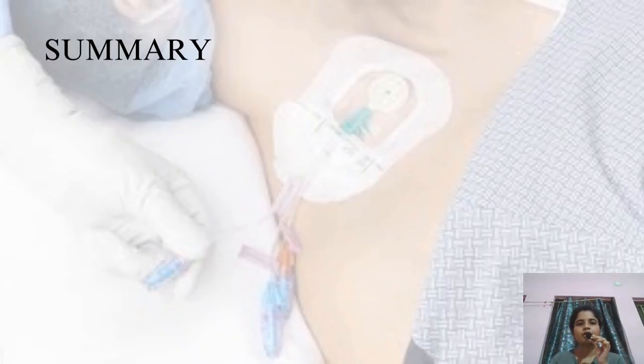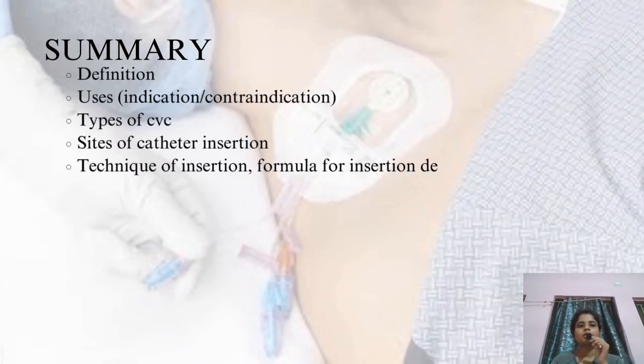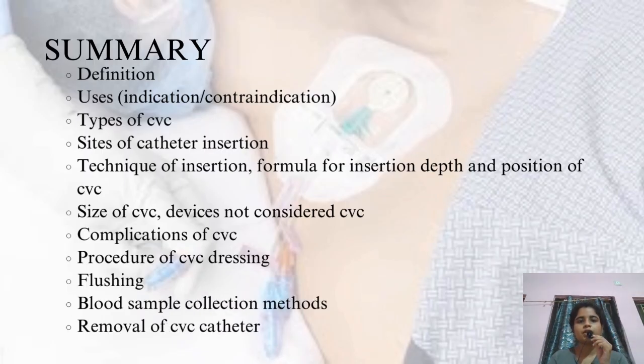So coming to the summary, this is the last part of the central line care series. What all things have we read? First we saw in the first part the definition, then the uses, that is the indication, contraindication, types of CVC, site of catheter insertion, then technique of insertion, formula for insertion depth and position of CVC, then size of CVC, devices which are not considered as CVC, then complications of CVC. We have discussed all this in the first part, till complications.